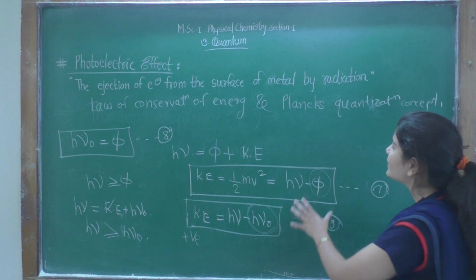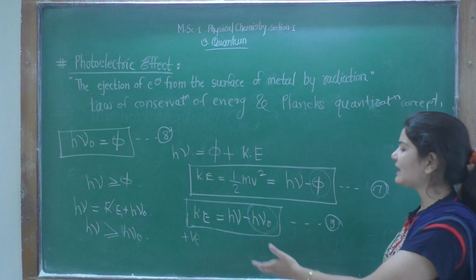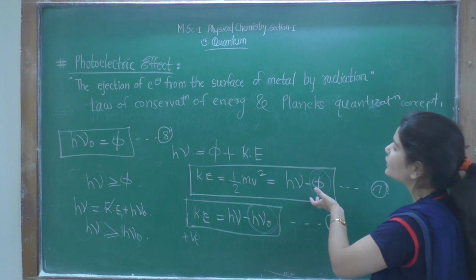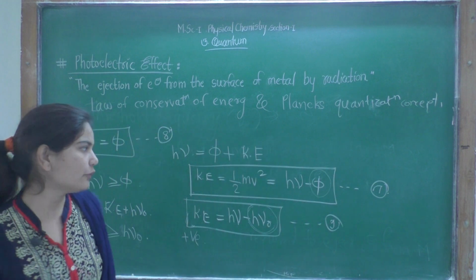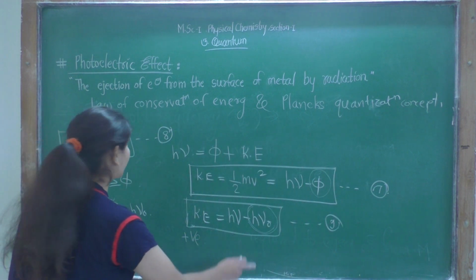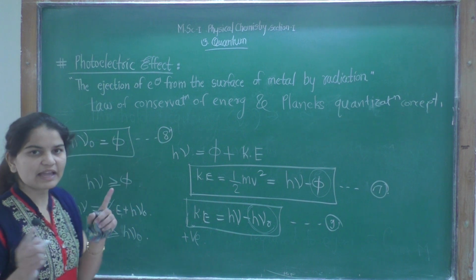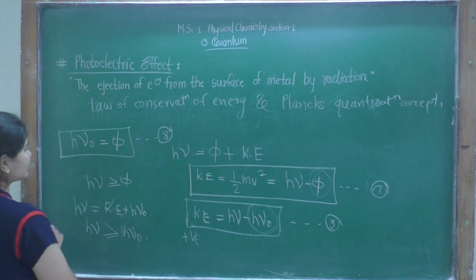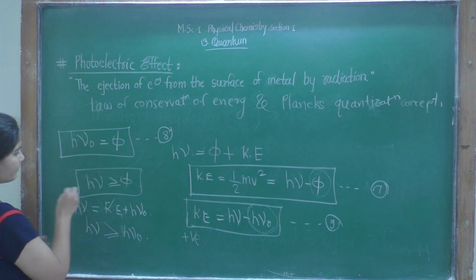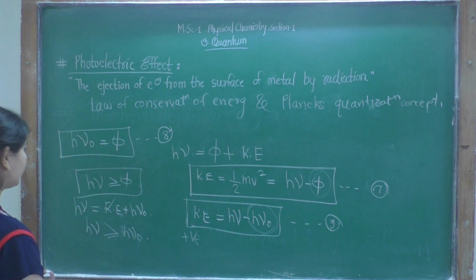Or if the kinetic energy becomes 0, at that situation h nu will be equal to the work function phi. So h nu is always either greater than phi or equal to phi. That's it. This is all about the photoelectric effect.